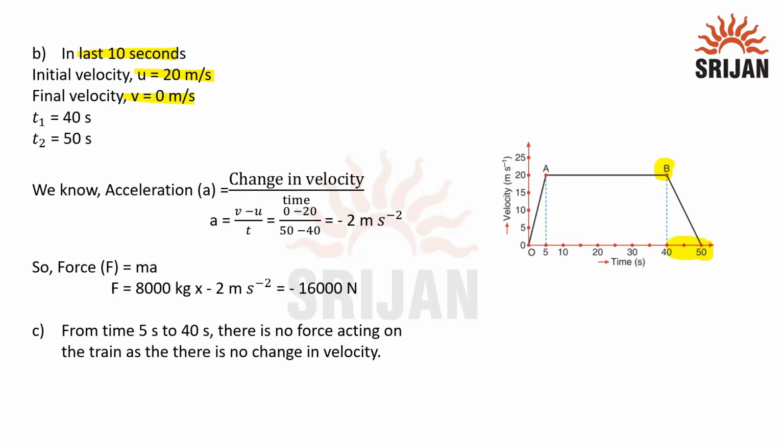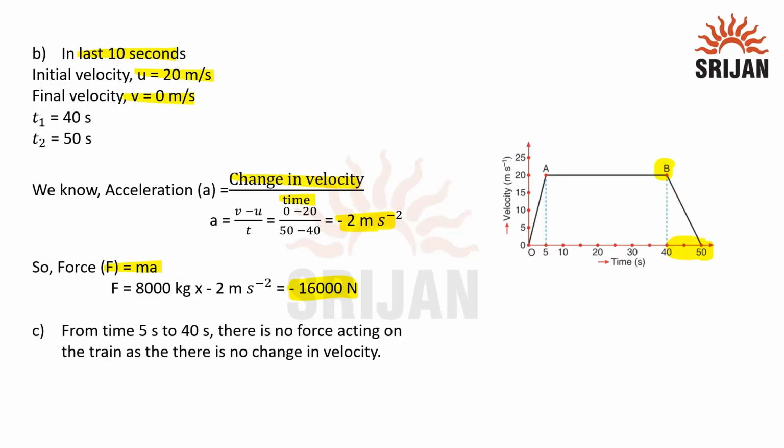So the acceleration is change in velocity divided by time, and acceleration comes out to be minus 2 meter per second square, minus because this is retardation. So force is equal to ma. So force comes out to be minus 16,000 newtons, and minus it is because due to retardation.